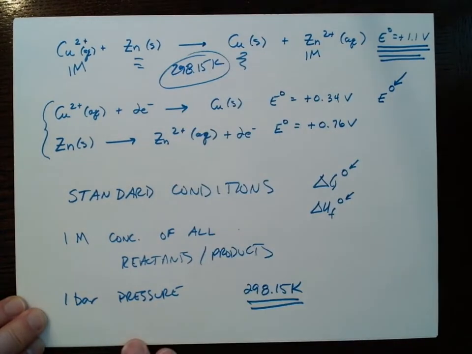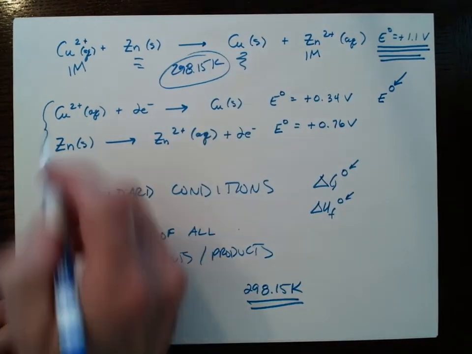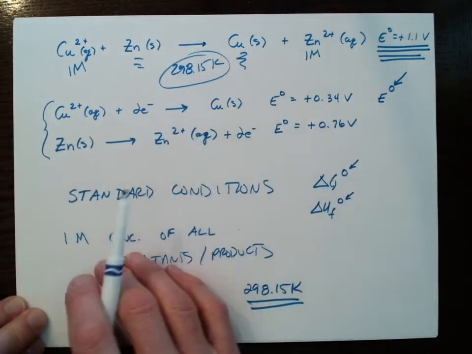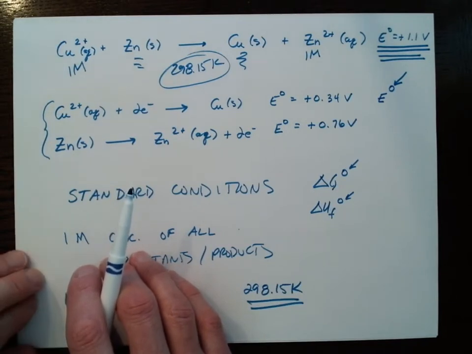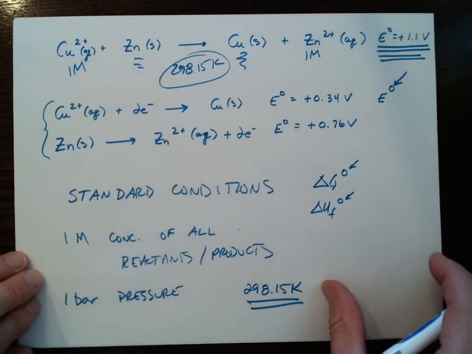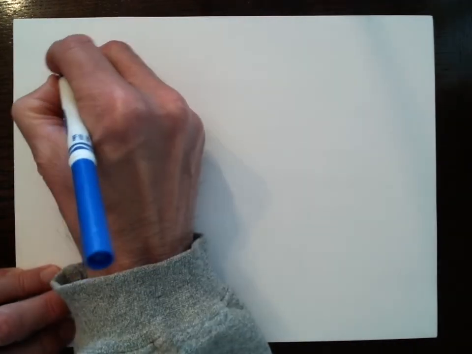Well, those are some pretty specific conditions. And obviously this reaction isn't always run under those conditions. So how do we calculate cell potentials for non-standard conditions? That's what we're going to cover today. What we do is we use something called the Nernst Equation. I'm going to write it here.